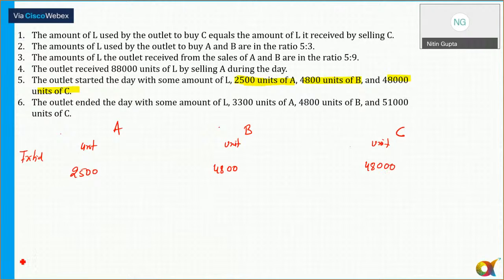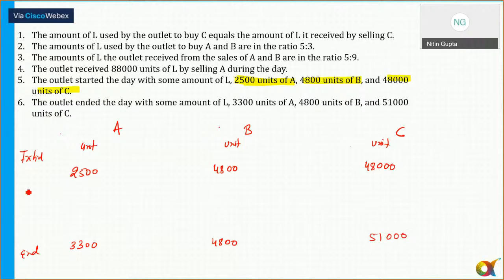Okay. At the end of the day. Initially it means at the end of the day. So I'm writing at the end of the day. Okay. So at the end of the day, the outlet ended the day with the same amount of L. L is same. Jitna starting mein tha, whatever the amount of L units I've got, the same amount here is also there. Na? There is nothing new here. Achha, some amount of L, not same amount. So in any case, the selling rate that is not needed here. 3,300 units of A. So 3,300. 4,800 units of B. And 51.